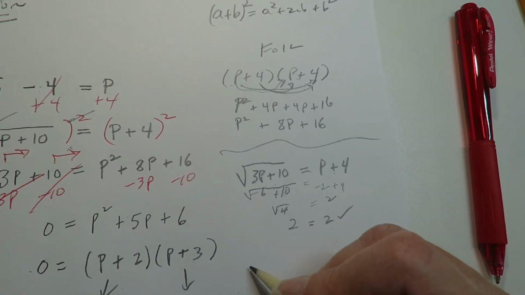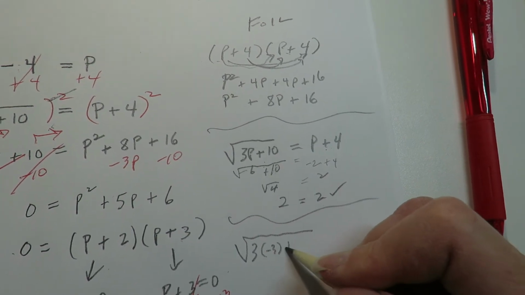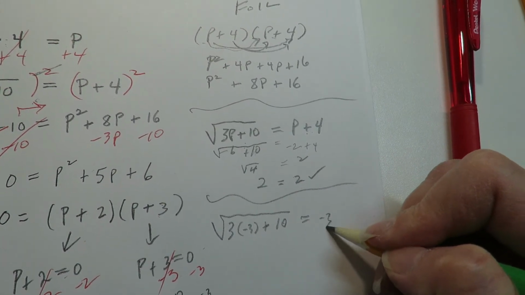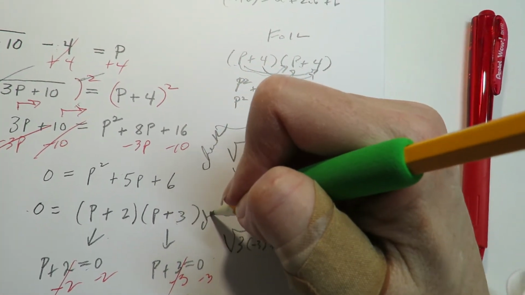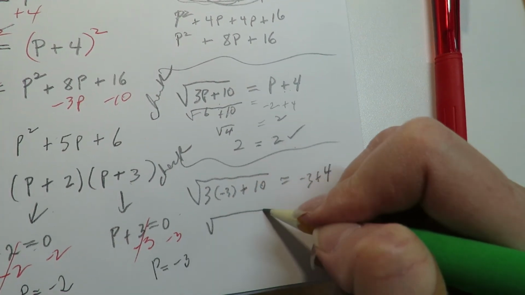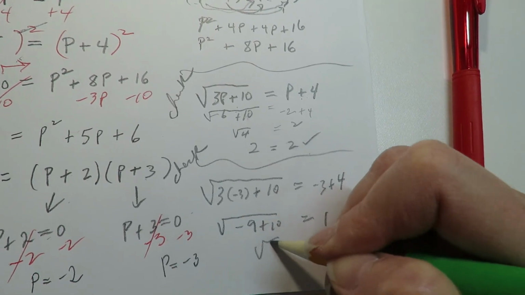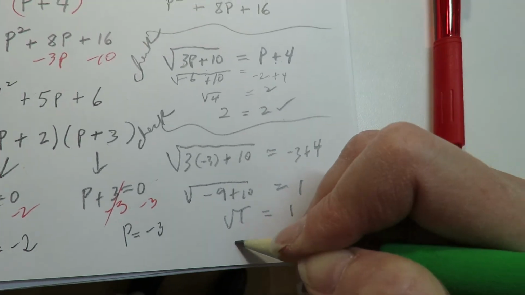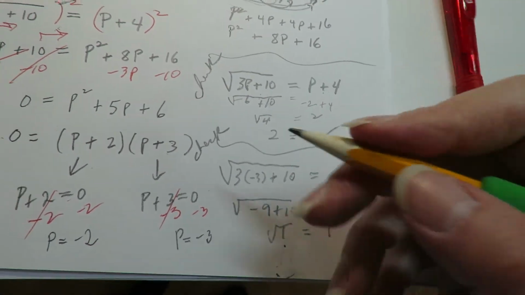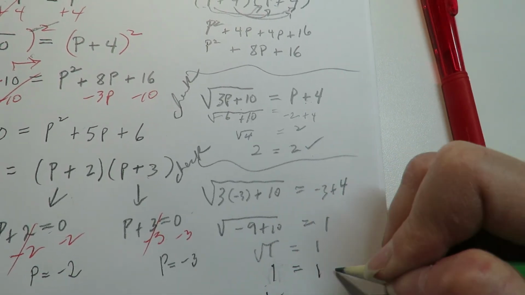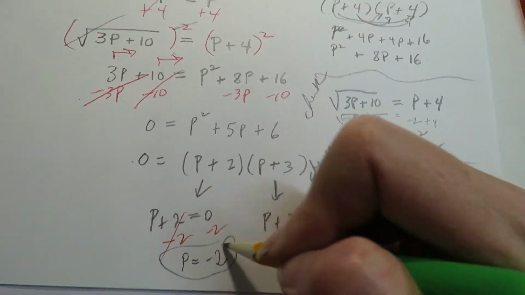Negative 3 is also going to work, but I'll show that to you. If you're not sure, just go ahead and check it. Okay, so this is negative 9 plus 10, which is equal to 1. So square root of 1 equals 1. And the square root of 1 is indeed 1. So again, you've got the identity in both cases, which means they both work. These are both solutions.